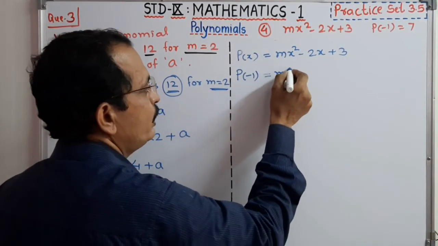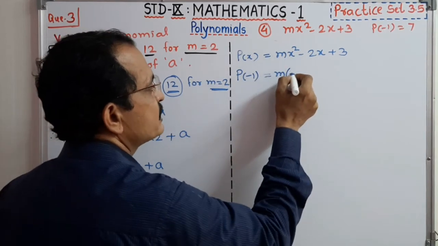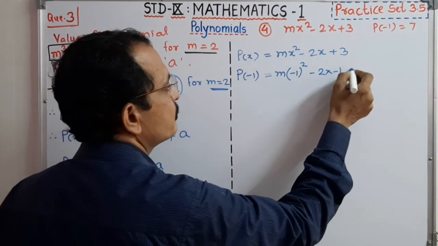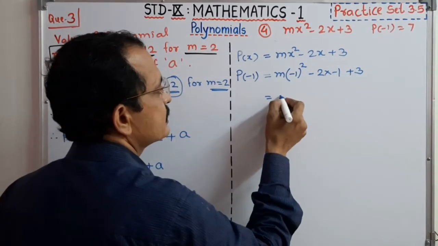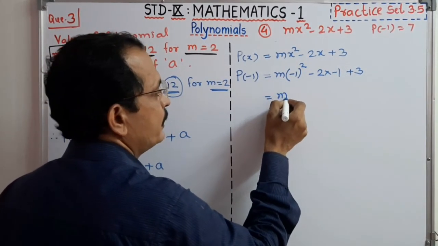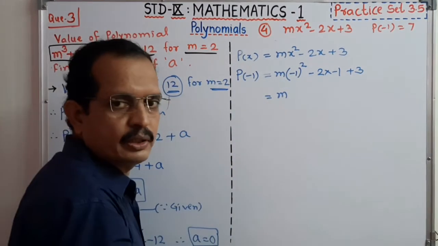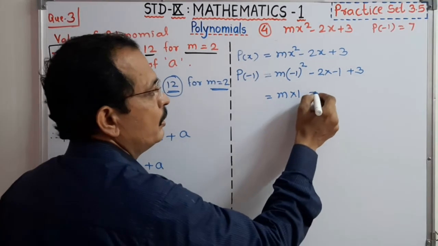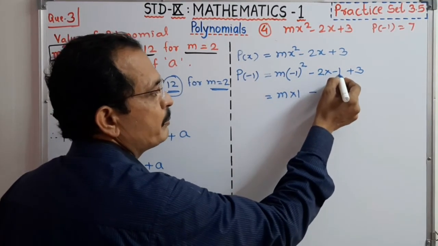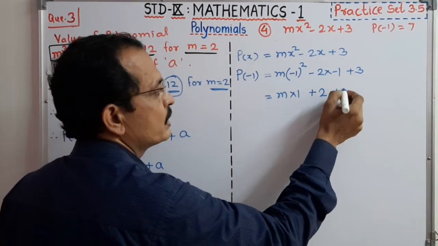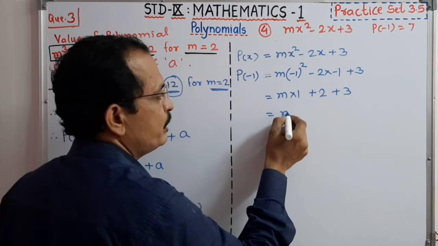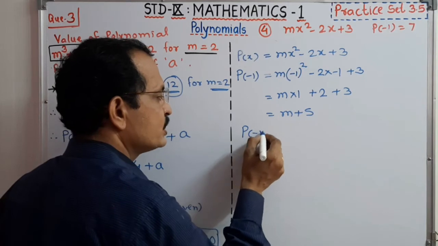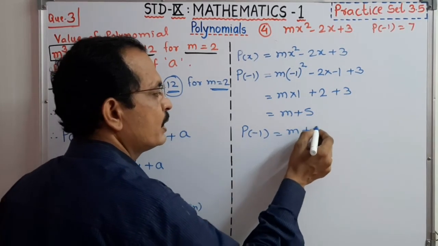Therefore m into x square, that means minus 1 square, minus 2 into minus 1 plus 3. The square of minus 1 is plus, multiplied by 1. Here it is minus 2 into minus 1, it is plus 2, plus 3. Here it is m into 1, that is m plus 5. Dear student, p(minus 1) is equal to m plus 5.